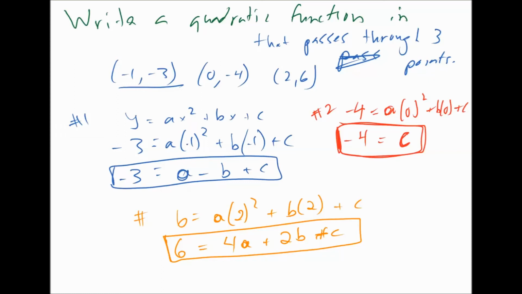Now I'm going to clean this up a bit. I'm going to erase what I did and just stack these up, but of course on your paper you have more space than me. So once again, my 3 equations are a minus b plus c equals negative 3, c equals negative 4, and 4a plus 2b plus c equals 6. Now, you need to solve for a, b, and c.